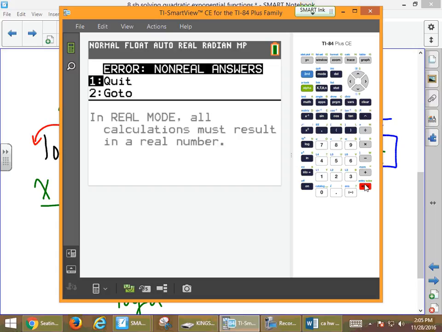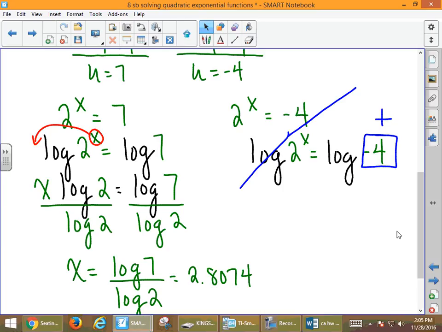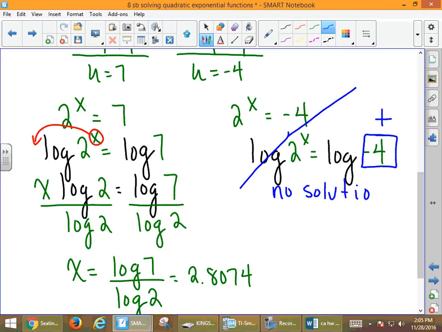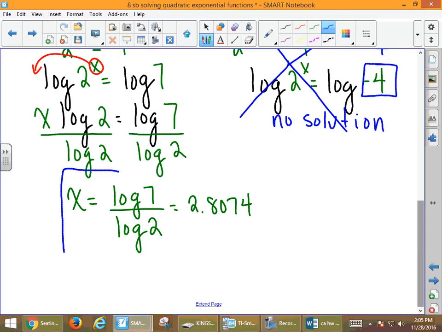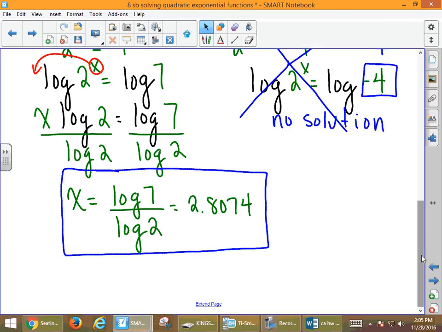We get error, non-real answer. So I usually cross it out. I guess you could say no solution over here. I don't typically write anything for an answer for this part because we can't even work the problem out based on our domain. I just cross it out, something like that. So our true answer here is what we ended up with a couple of minutes ago, which is right there.